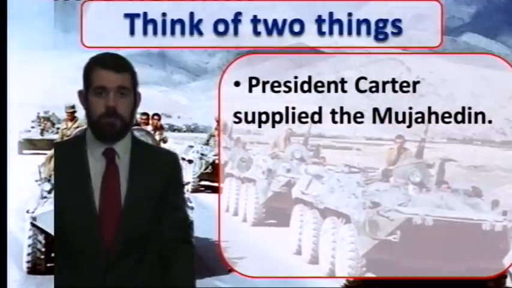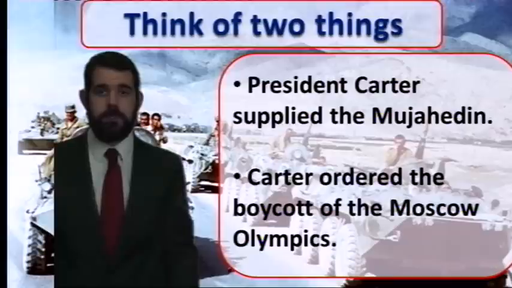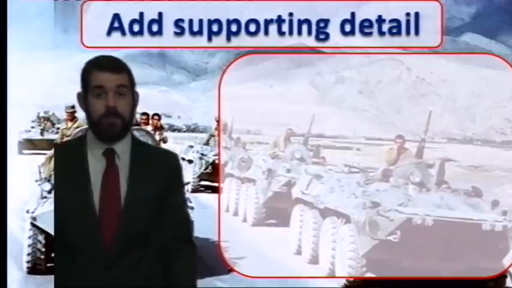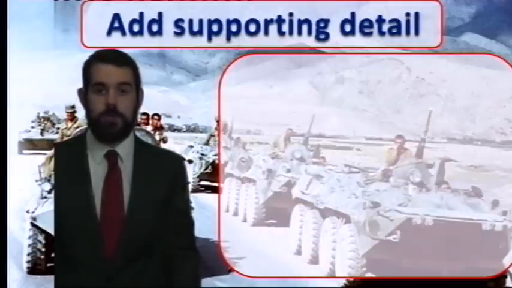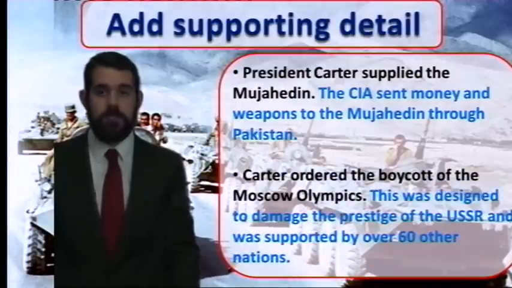He supplied the Mujahideen, the source just told me that, and he ordered the boycott of the Moscow Olympics. There's 2 marks straight away. Add some supporting detail to those to show that you know a bit more about them than you can just recall them. Here we go. I've shown that I know the CIA is involved in supplying the Mujahideen and I know that the weapons move through Pakistan. That's fine. That's supporting detail.